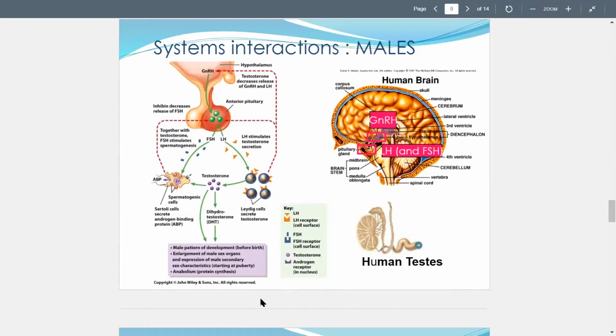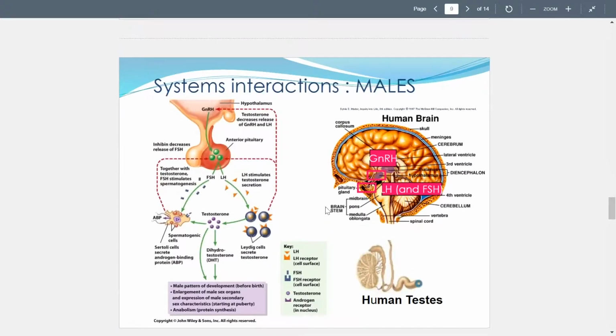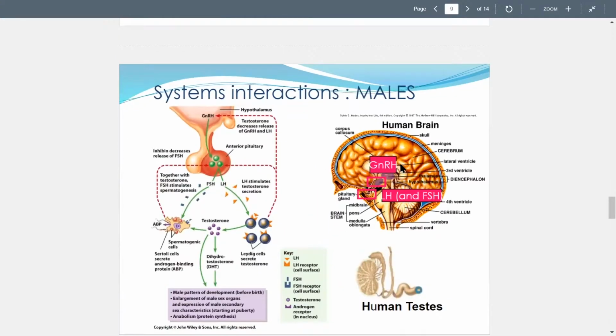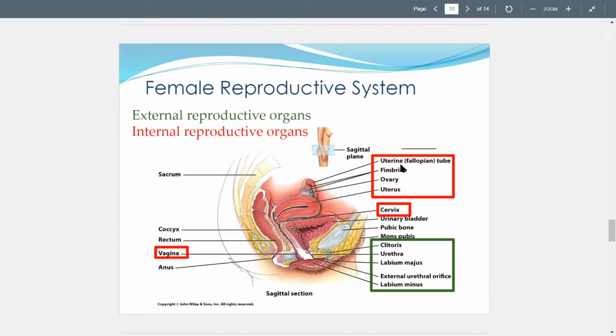So what is this slide? It's just showing where GnRH and LH and FSH are made. It's in the brain, in the pituitary gland. Yeah, it's just showing you where it is in the brain. Anyways, so moving on to the female.